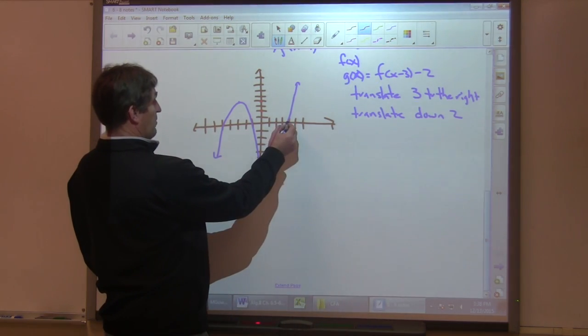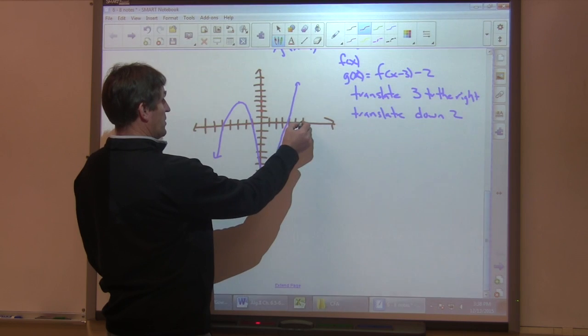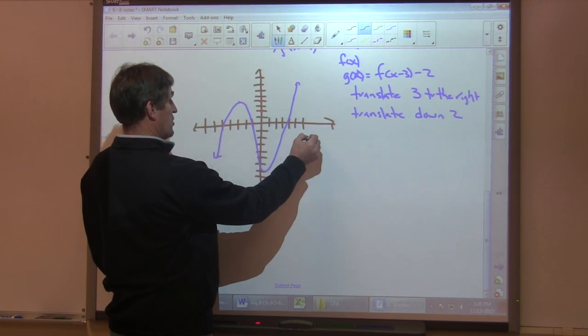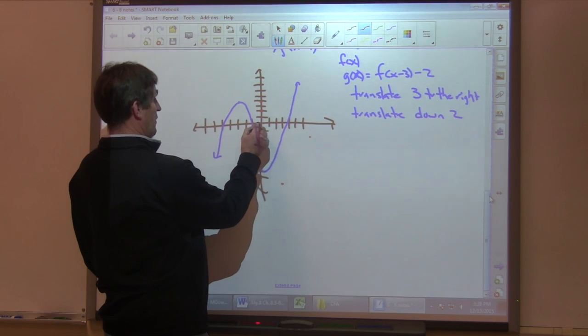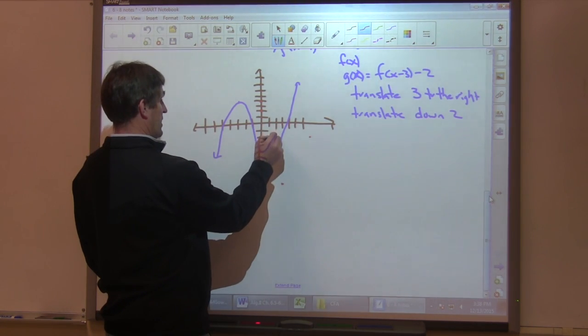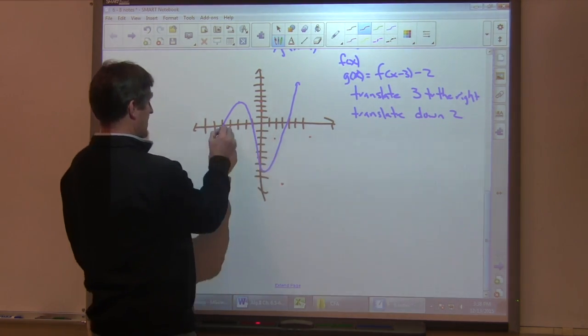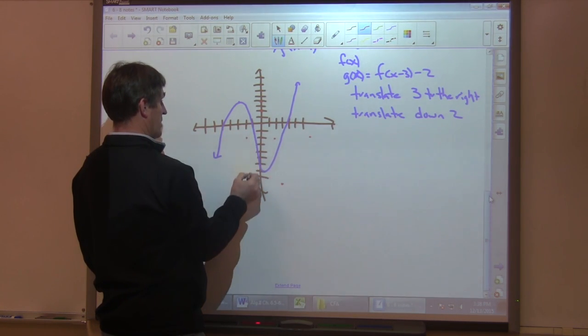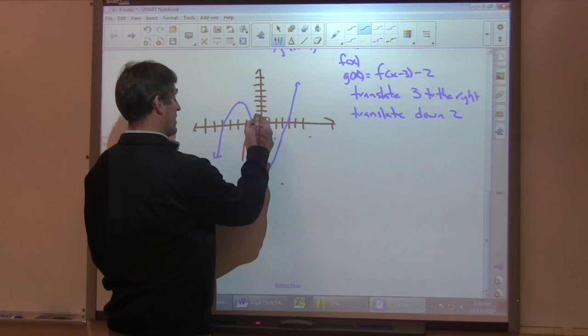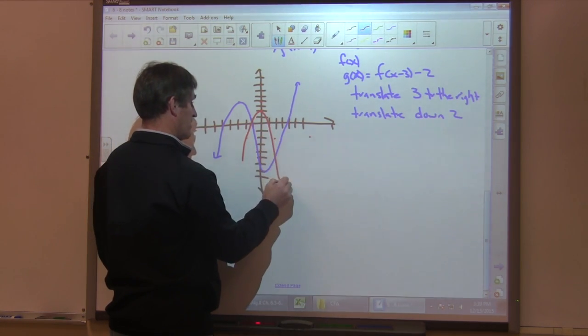And now let's take this point, move it over 1, 2, 3, and down 2. So these are just approximations. And let's take this point and move it over 3, down 2. And let's take this point and move it over 3 and down 2. And so our graph, I just connect those dots now.